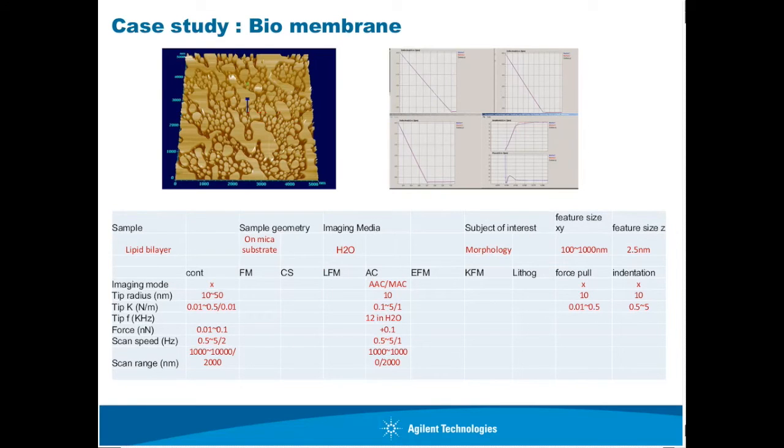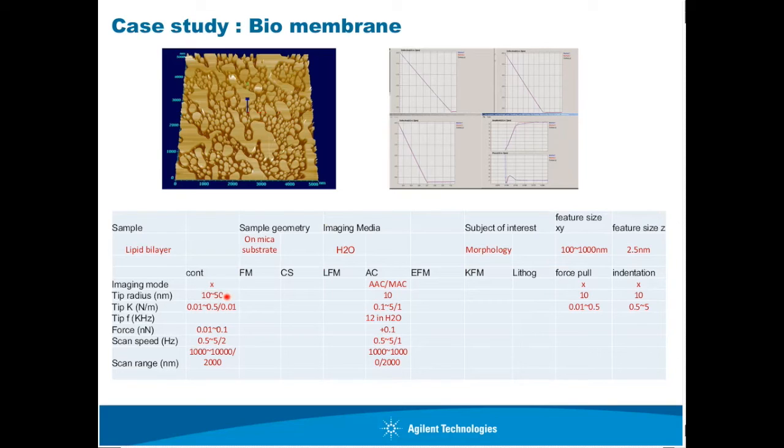Biomembranes. In this case, it's a lipid bilayer. A lipid bilayer, you typically image in water. You cannot image in air, because when the lipid bilayer is exposed to air, it collapses and rolls around to form little spheres like liposomes. So you have to image them in water. And when imaging in water, you can actually image quite well with contact mode as long as you use a very small spring constant tip, and actually a dull tip.